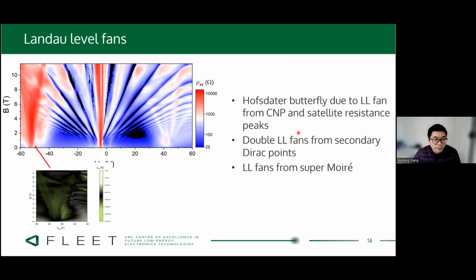So we also measure the Landau fan diagram, and we can see the Hofstadter butterfly due to the interference from the Landau levels from the main Dirac point and the secondary Dirac points, and we can also see very faint double Landau fans come out from the secondary Dirac point, and also the fan from the super moiré.